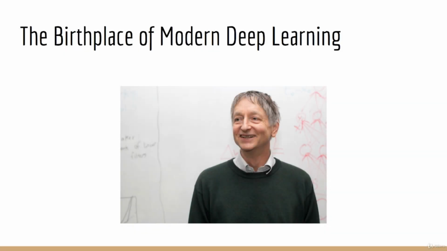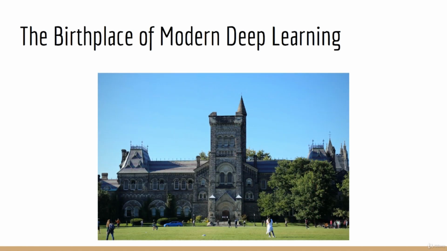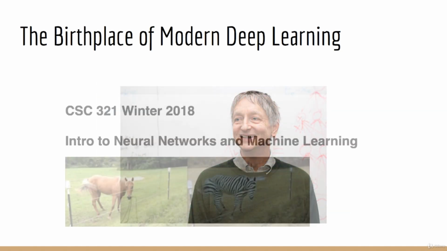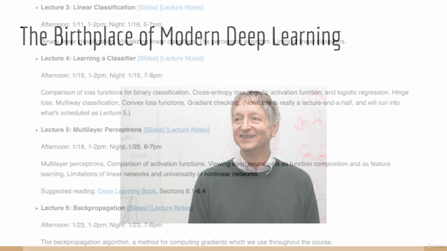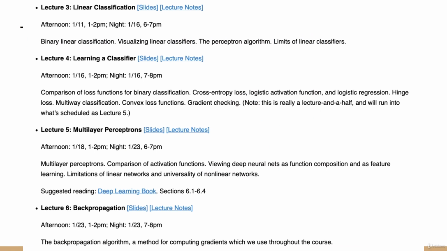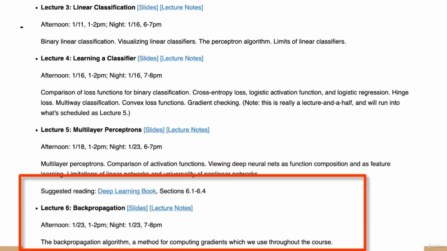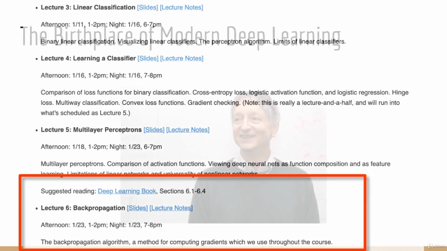Alright, so let's go back to the birthplace of deep learning, where this all started. Decades ago, Geoffrey Hinton, who I'm sure you're all familiar with by now, taught a course called Neural Networks and Deep Learning at the University of Toronto. Naturally, this course still exists. So let's see what these guys are up to. Well, it looks like, you guessed it, Backpropagation Lecture 6. So let's see what we've got in this lecture.